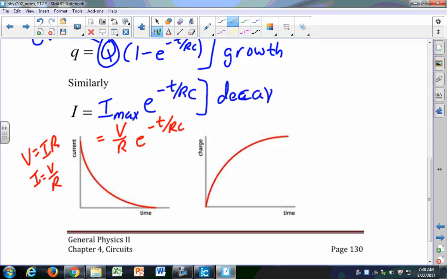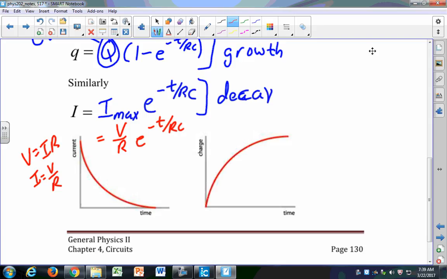Go with me so far? Yeah? All right. Make sure you can recognize these curves and where they apply. So make sure you know that this is what happens to the current for a charging capacitor, and this is what happens to the charge for a charging capacitor.